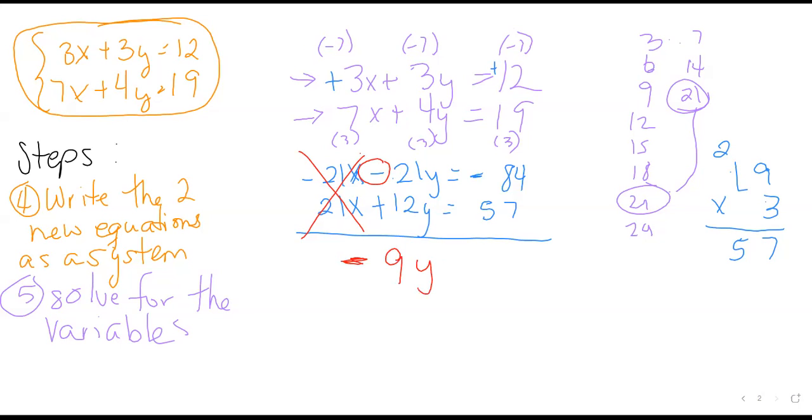So negative 9y equals, same thing. This negative 84 is bigger, so my final answer is going to be a negative answer. Now, 84 minus 57. What is that? 27. Is it? I don't know. Let me see. This becomes 7, 14. Yep, 27.